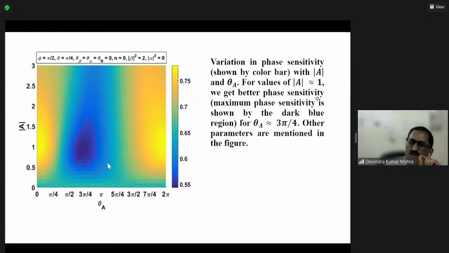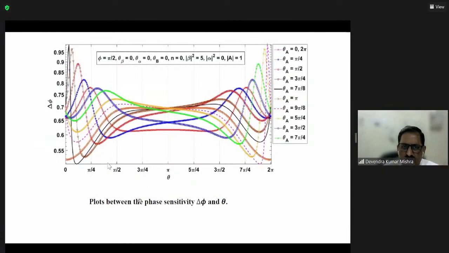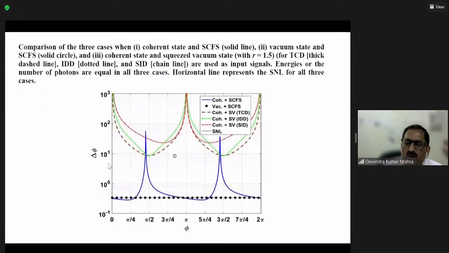For values of mod A approximately equal to 1, we get better phase sensitivity; the maximum phase sensitivity is shown by the dark blue region for theta A equal to 3 pi by 4. Other parameters are mentioned here. Again, we studied the variation of phase sensitivity with theta, and we can see that phase sensitivity depends on different values of theta A as well as phi, theta B, theta alpha, n0, and mod beta squared, and we can see different cases for the enhancement of sensitivity.